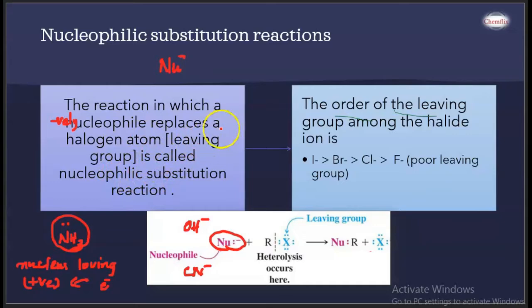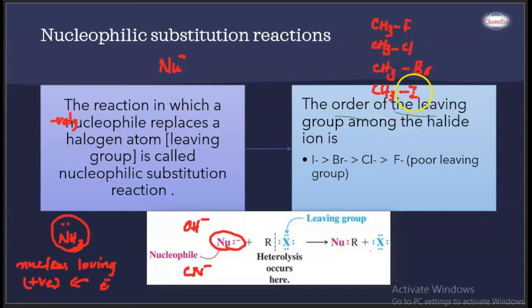Clear? Now the order of the leaving group. For example, CH3F, CH3Cl, methyl chloride, CH3Br, bromomethane or methyl bromide, or CH3I, iodomethane or methyl iodide. What is the order of the leaving group? Which is the more effective leaving group here? That is what we are going to discuss now.